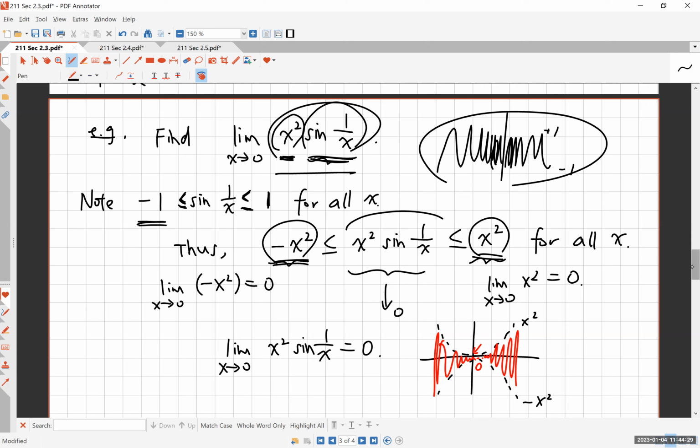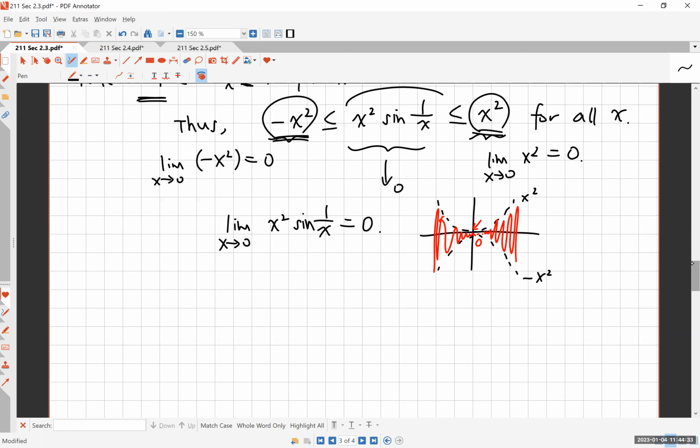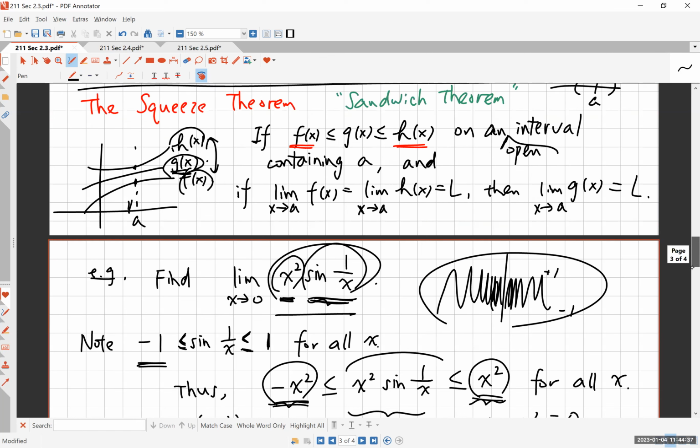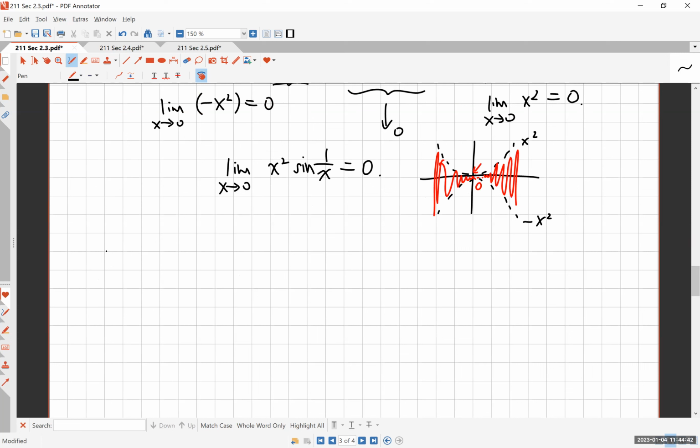Now, you are not going to see too many problems like this because it is challenging to come up with that f and h to sandwich the middle function by, but be aware that this kind of thing exists.